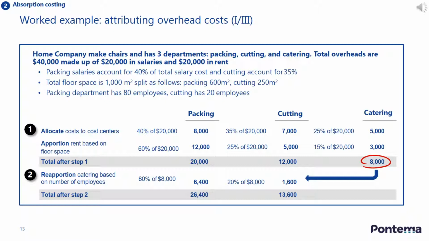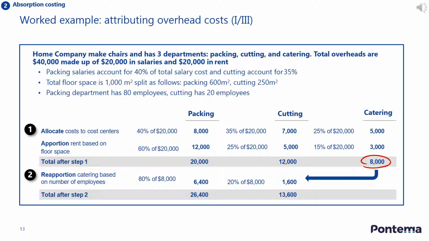The slide shows how salary costs should firstly be allocated to the correct cost center, which in this case are the packing, cutting and catering departments. As rent cannot be allocated to a specific cost center, it needs to be apportioned on a fair basis, which in this case is the space each department takes on the factory floor.